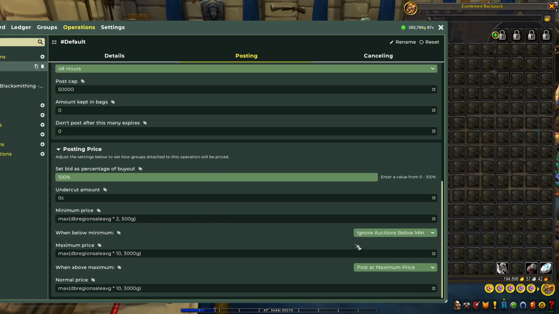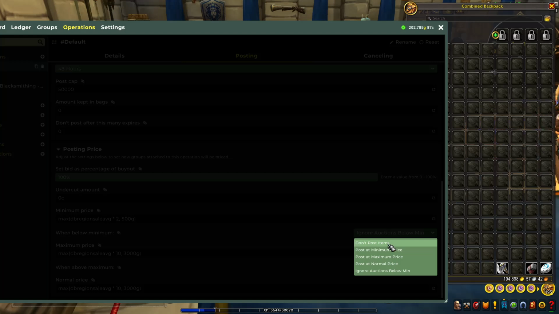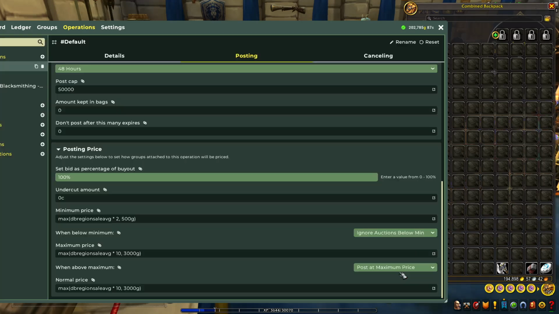So now that we have explained all of this, let's also talk about this one, which is really important. When it comes to minimum price, we can either post at minimum price, which is the one you can always use when you don't know what to use, or you can use don't post items, or you can also use ignore options below min. This one I really like, because when TSM is scanning, it's going to ignore any competition below your given price.